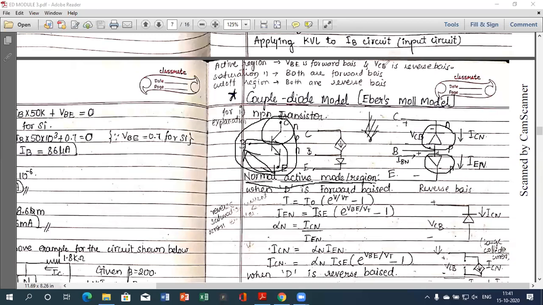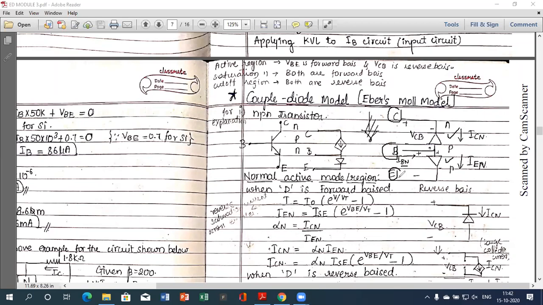Based on this, the base to emitter is a forward bias diode, and the collector to base is represented as a reverse bias diode. Here again we have three terminals: base, collector, and emitter. At the base, the current we call IB, but here N is used just to show that it operates in normal active mode. That's why it is called IBN.